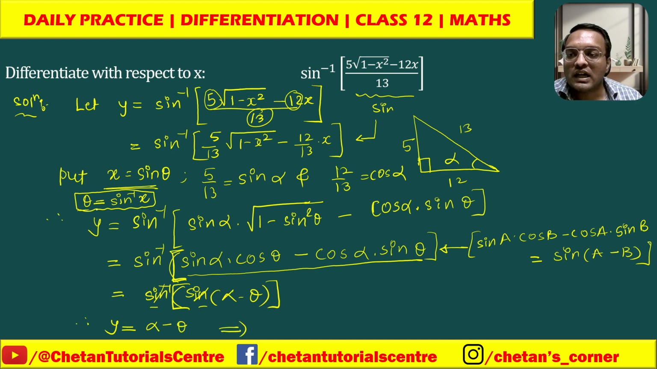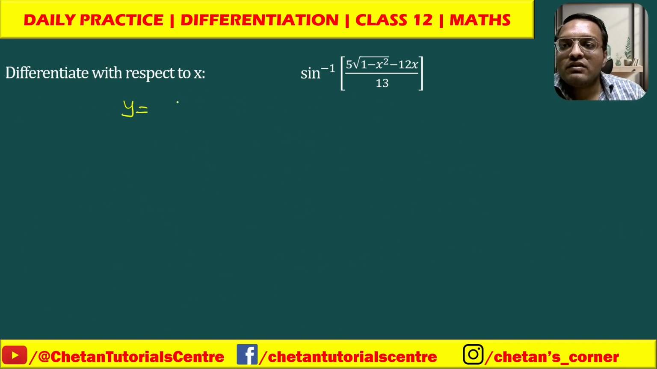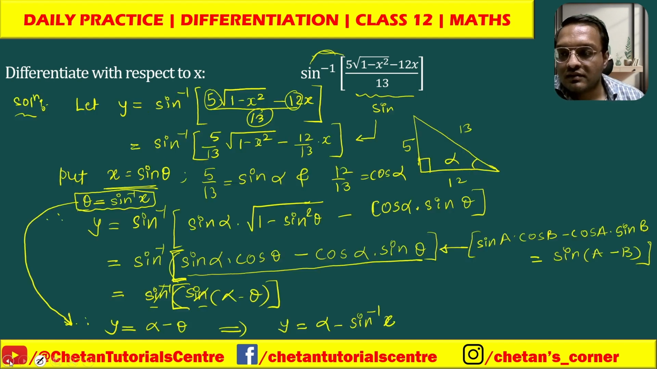Now I will put the value of theta in this equation. Then what will I get? y is equal to alpha minus theta, and theta is sine inverse of x. Now we have simplified this given function into y is equal to alpha minus sine inverse of x. Therefore I will rewrite this function: y is equal to alpha minus sine inverse of x.